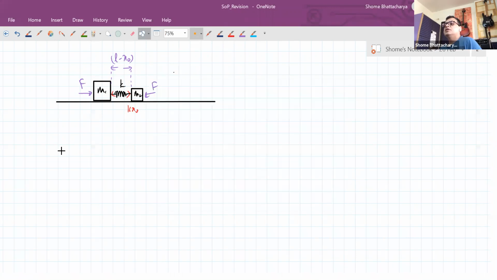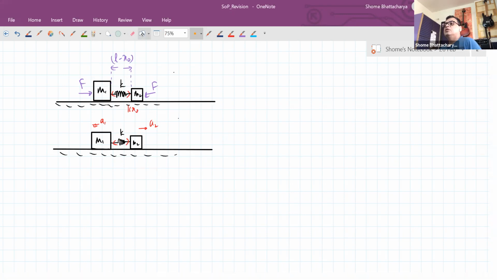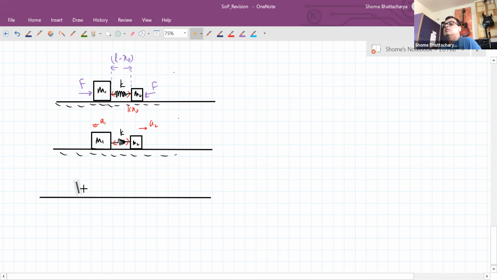So the moment it is released, the blocks accelerate outwards because of the action of the spring. So the spring is pushing, and as a result of that, they have accelerations. But that acceleration is varying. So initial acceleration, just after release, is kx naught divided by m1 and kx naught divided by m2. Now if you look at the system at some intermediate stage, we also understand the fact that it has variable acceleration for the individual blocks.